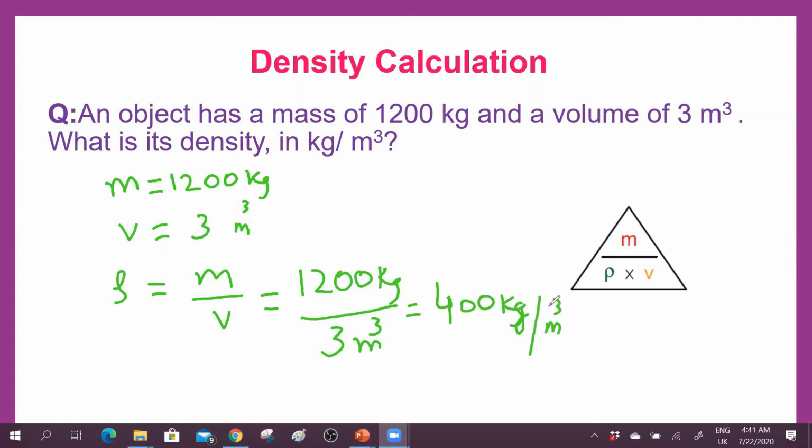We can use this triangle to calculate the value for the mass. For example, here we want to calculate density, so we can hide density. So density equals mass over volume. If we want to calculate mass, then we can hide mass, so mass equals density times volume. If we want to calculate volume, we can hide V, so volume equals mass over density. Those students who have difficulty memorizing these formulas can use these triangles to find the density, mass, or volume.